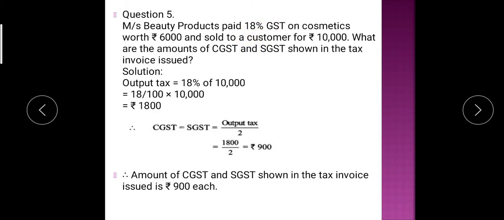18%. Firstly calculate the input tax; here the output is calculated. Let it be, output tax is 18% of 10,000, it is 1,800. Okay, so what are the amounts of CGST and SGST shown in the tax invoice issued?